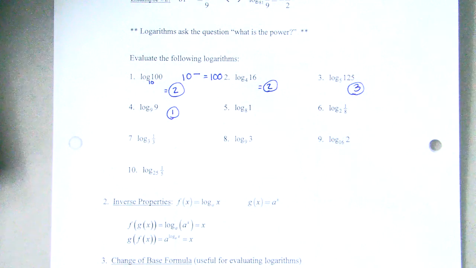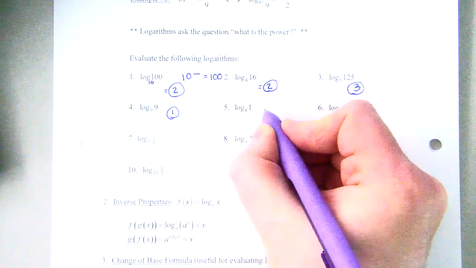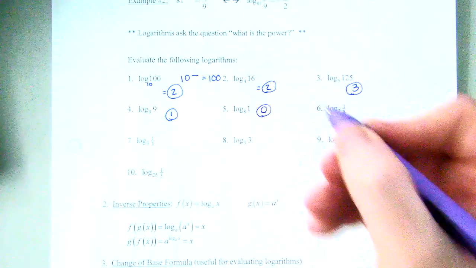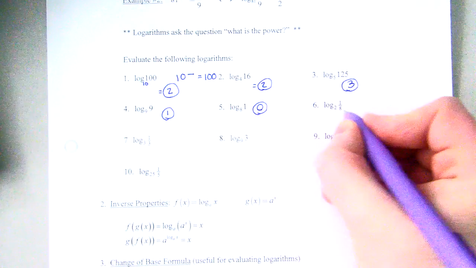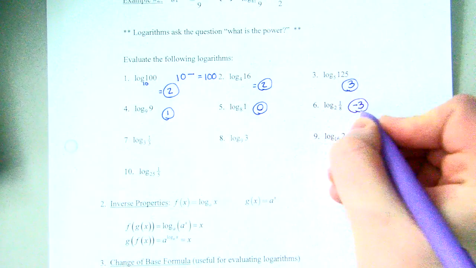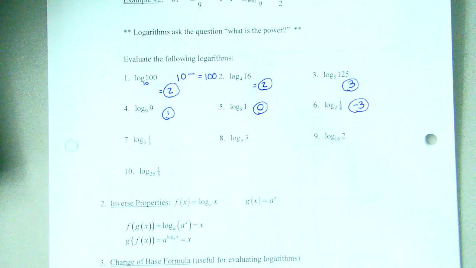Kendall, what about 5? 0. Anytime there's a 1 inside your log, you're getting 0. 8 to the 0 will give you 1. Nate, what about 6? Negative 3. If you want to move it to the bottom of a fraction, you got to have a negative exponent. 2 to the third gives you 8, but on the bottom of a fraction will have to be negative 3.